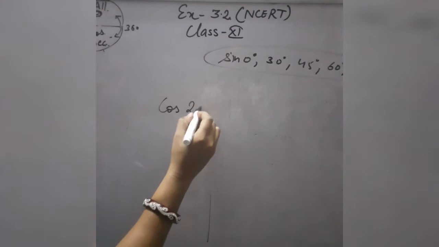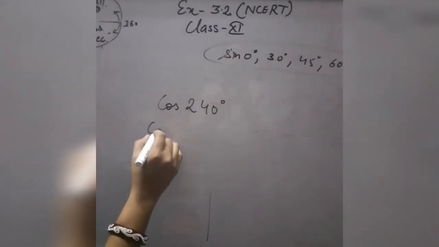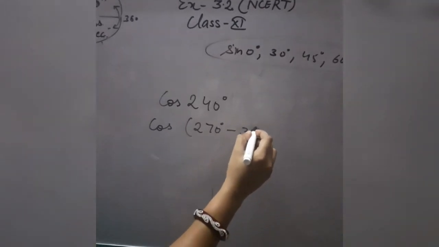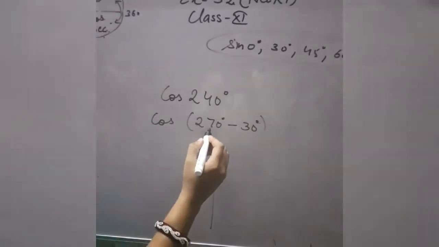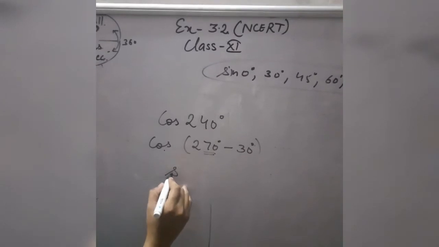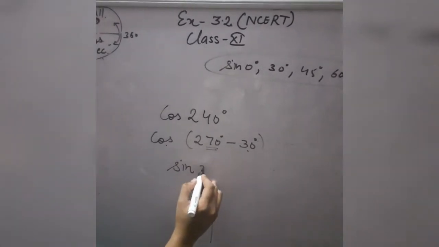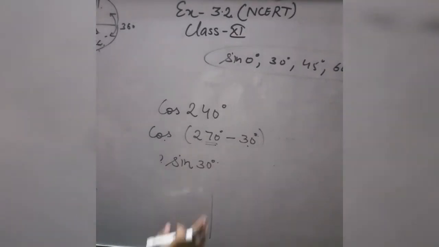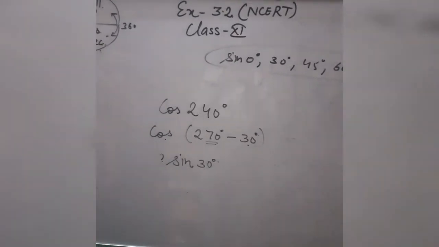Suppose you want to find the value of cos 240. Now cos 240 can be written as cos(270 minus 30). In case of 270, cos is changed into sine. The angle here is 30, so you write down 30 here. Now you will check the sign, whether you will take a plus or minus sign here.